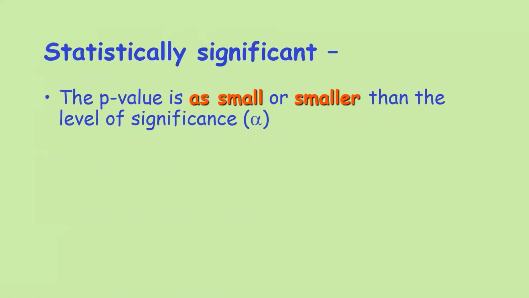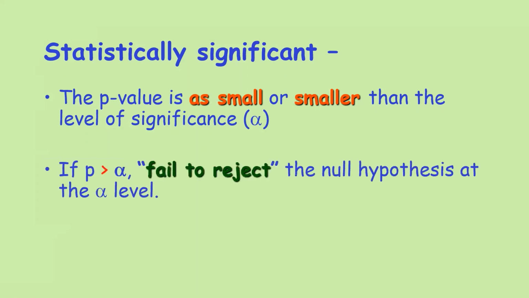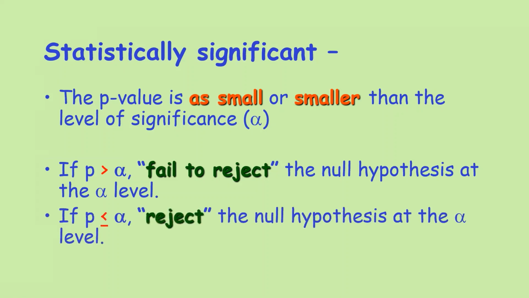Statistically significant means the p-value is as small or smaller than the level of significance alpha. Thus, if p is greater than alpha, we fail to reject the null hypothesis at the alpha level. And if p is less than or equal to alpha, we reject the null hypothesis at the alpha level. So I have a little saying to help you remember: if p is low, reject H0. So remember, p is low, reject H0.